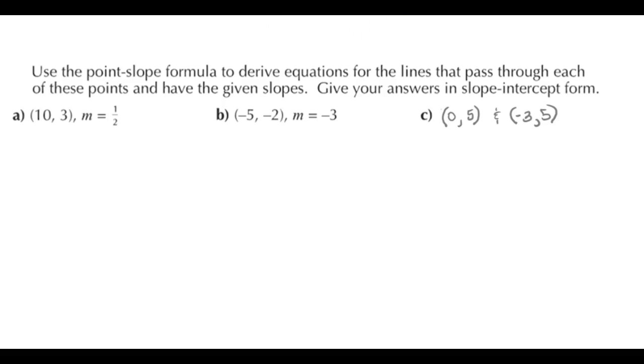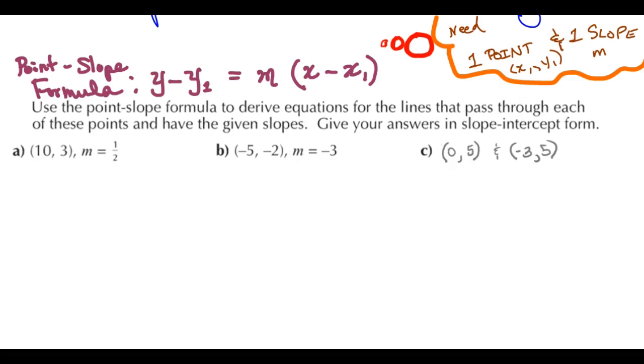I'm going to write it again right here up at the top. So here it is at the top. It's y minus y1 is equal to slope times x minus x1. So just remember what we need in order for this formula to work. We need 1 point and 1 slope. It's just as simple as that.